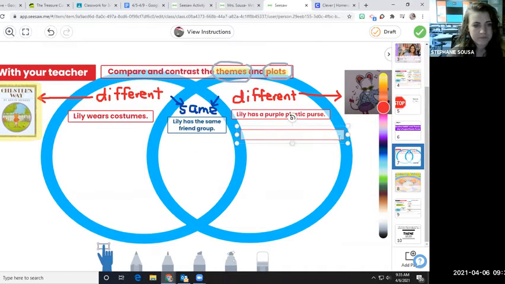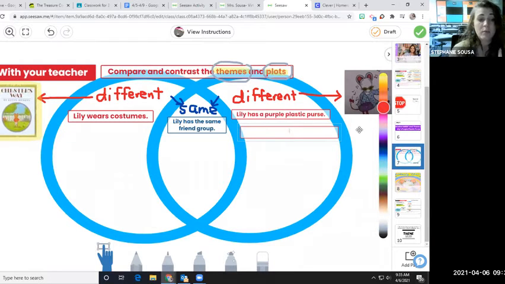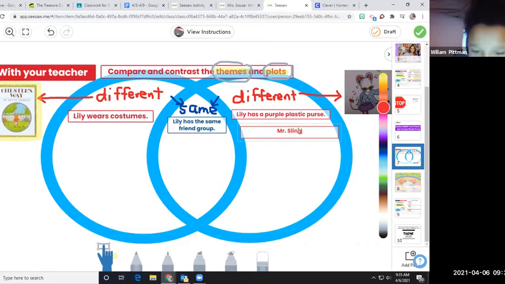Okay. Mr. Slinger. He was not mentioned in Chester's Way. He was mentioned in Lily's purple plastic purse. He was one of the main characters. Okay, and you're right. But remember, we're focusing on themes and plot. So what is something that Mr. Slinger did that was important? He took away Lily's purple plastic purse.